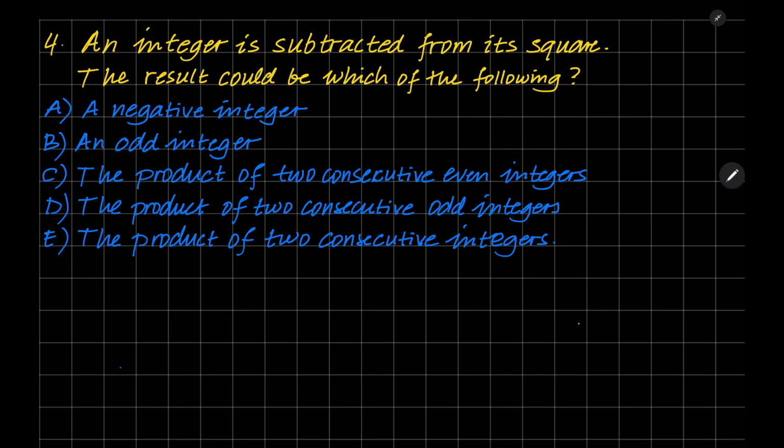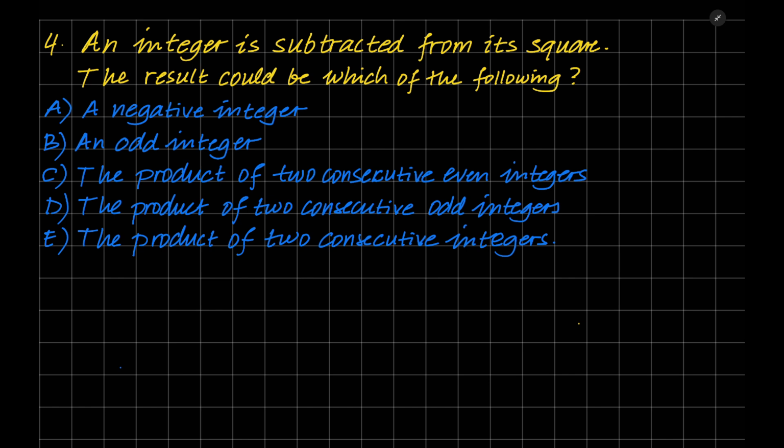Question 4. An integer is subtracted from its square. The result could be which of the following? A. A negative integer. B. An odd integer. C. The product of two consecutive even integers. D. The product of two consecutive odd integers. E. The product of two consecutive integers.